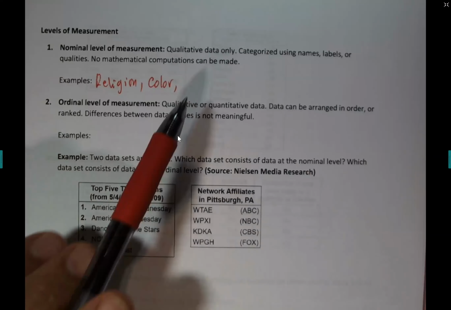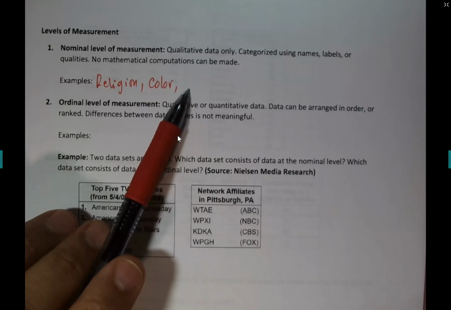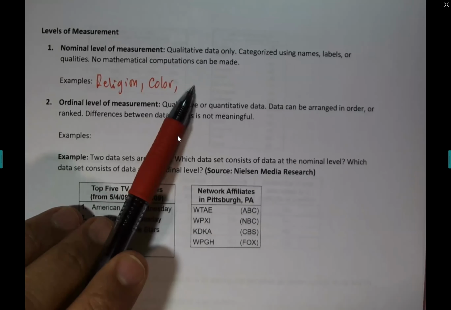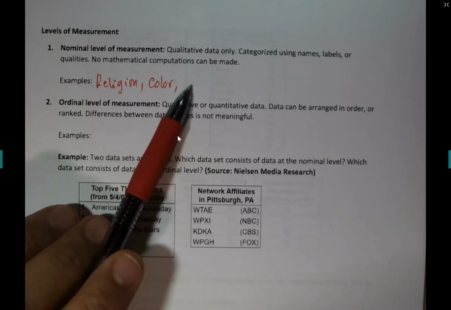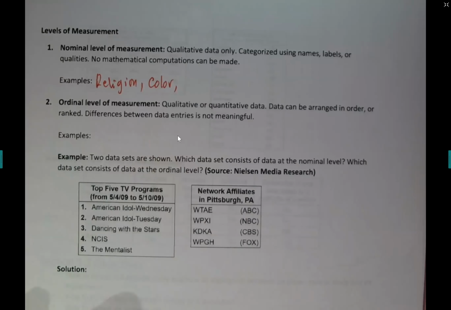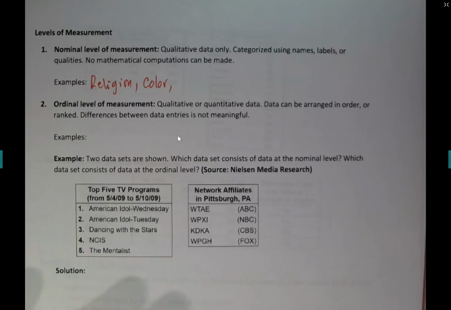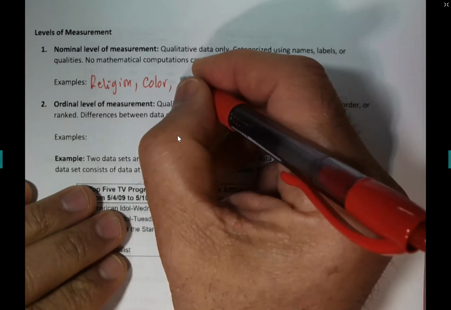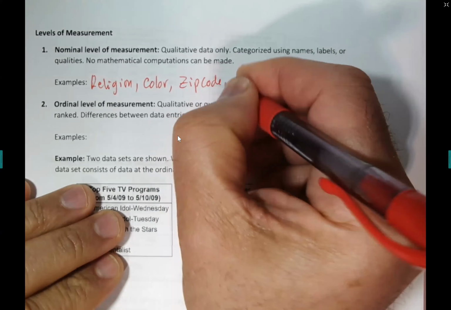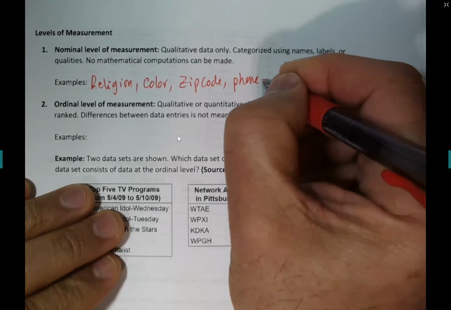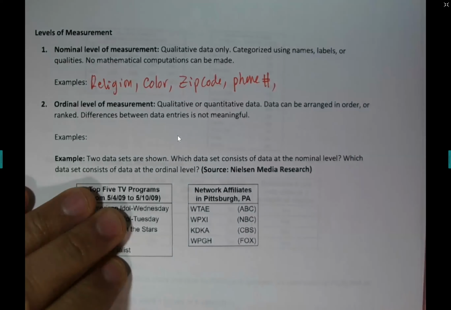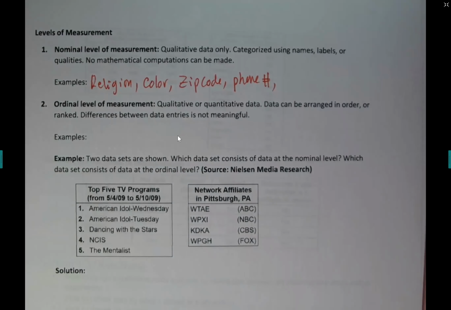Now I'd like you guys to give me an example of nominal level data that has numbers, but we don't use them as numbers. They're not actual numbers, they're just labels. Can you think of something? Something that is qualitative, it has numbers in it, but the numbers are just labels. Zip code. Okay, zip code. Phone number. Well, there is one important number that each one of us has, it's unique to us.